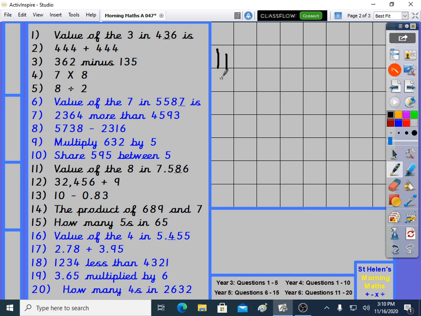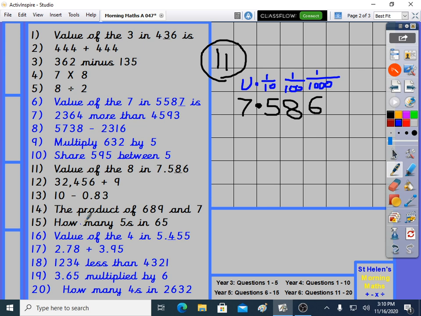Question 11. Value of the 8 in 7.586. Certainly not 8 tens, if that's what you're thinking, because units comes before the decimal point. Then we have tenths, then we have hundredths, and then we have thousandths. What's the value of the 8? 8 hundredths. It's in the hundredths column.